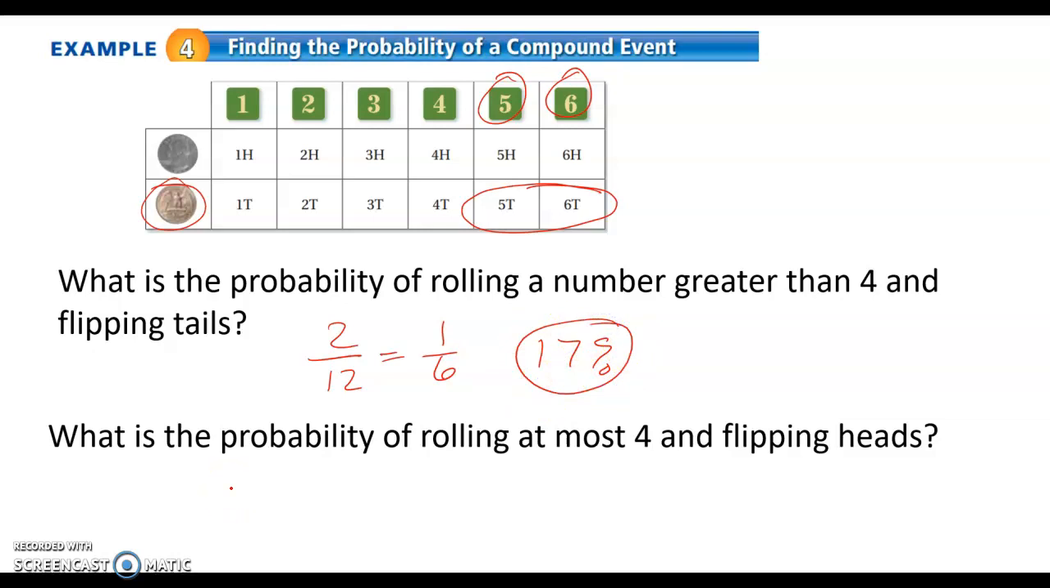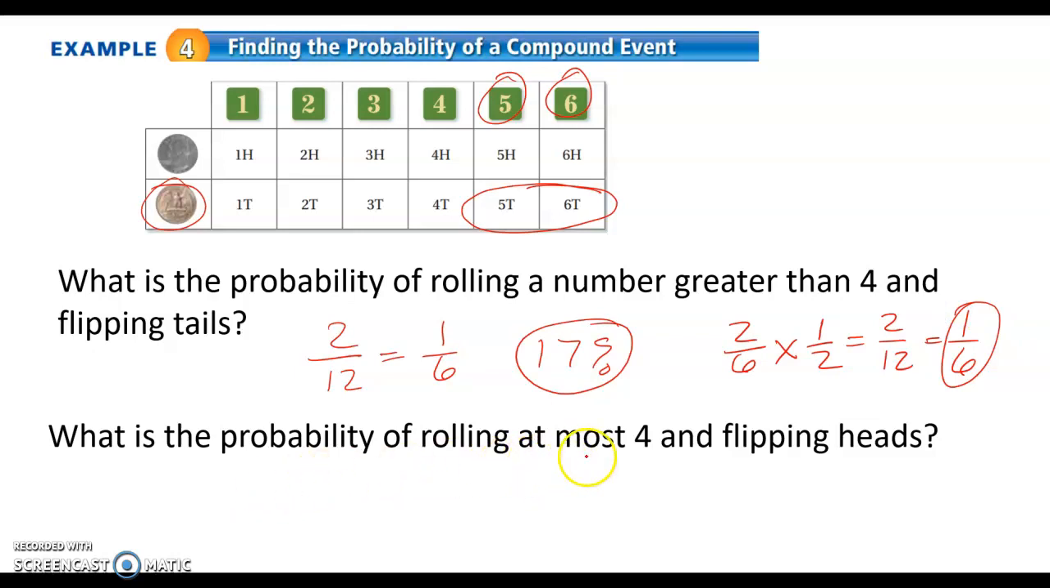Now, the other way to do it is go, okay, what's the chance of getting a number greater than 4? There are 2 of them. 2 out of the 6 numbers. And what's the chance of getting the tails? That's 1 out of 2 possibilities, because 1 tails out of 2 possibilities. So if you go 2 sixths times 1 half, that would give you 2 twelfths, which would also simplify to 1 sixth. So that's the quicker way to do it.